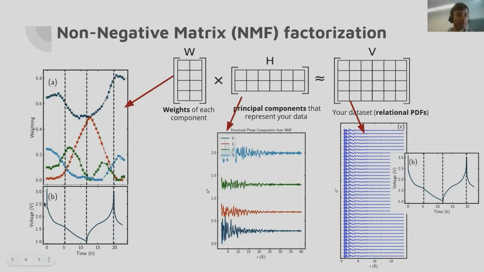So you can see very clearly that at some point during this cycling of your battery, you have an evolution of the structure or changes in the structural correlations of your materials. For example, at low voltages you'll get the red phase, at high voltages you'll get more of the blue phase, and in between you'll get more of the green phase.